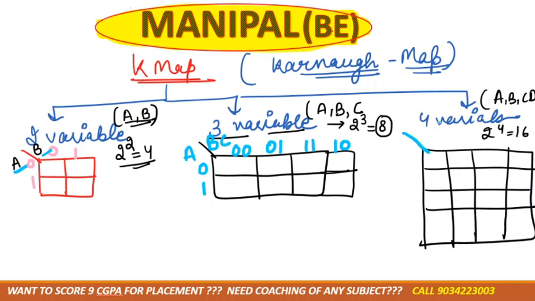Next we'll have the four variable K map. We can write AB here and CD here. Wherever we have 2 possible variables, we'll write 00, 01, 11, 10. Okay. Tell me, any doubt up to here?